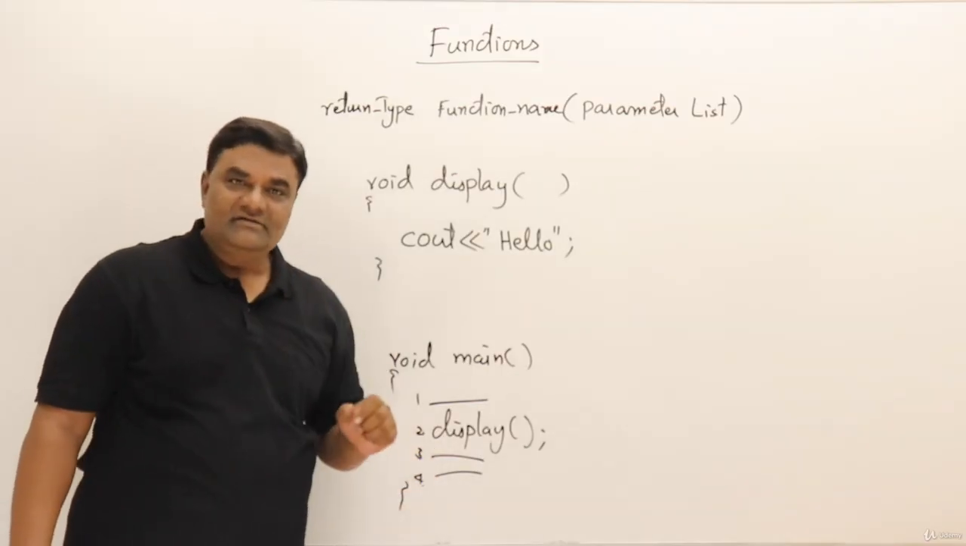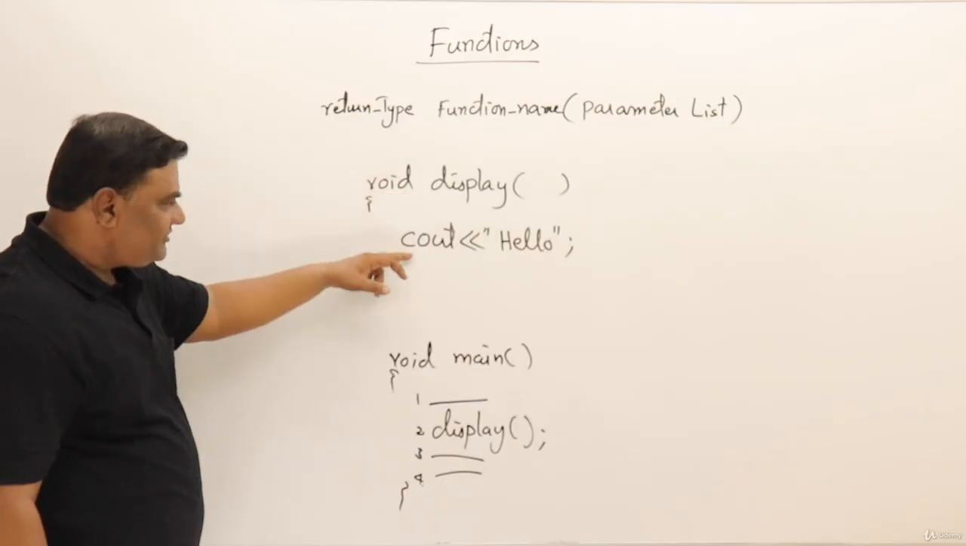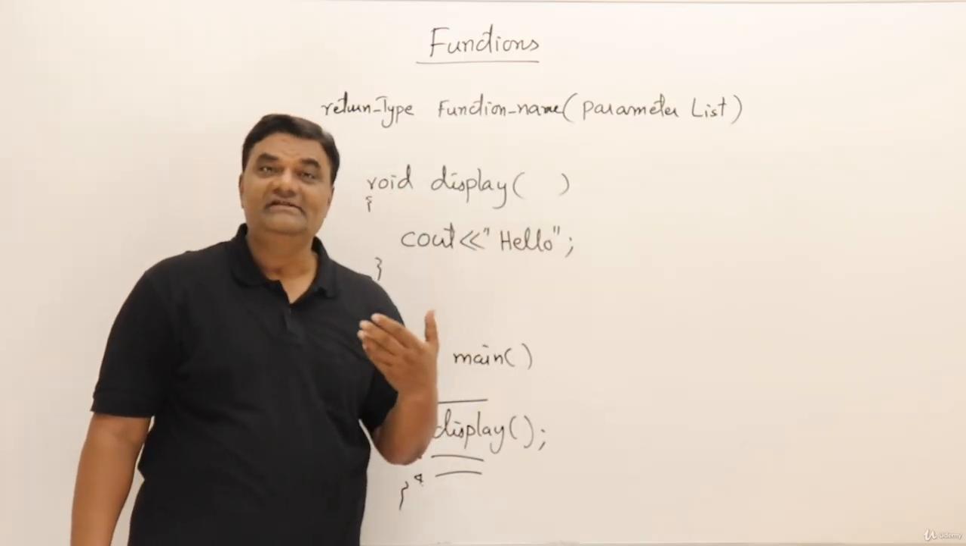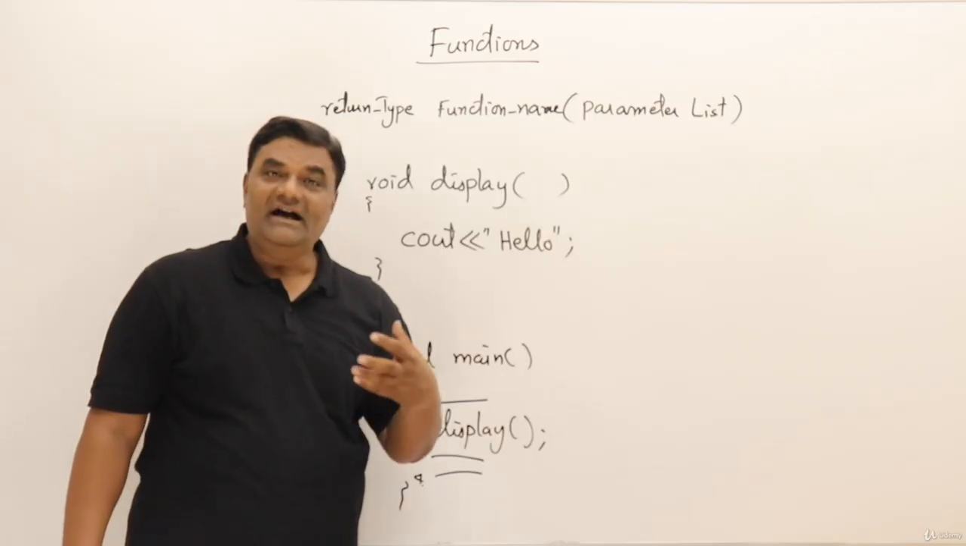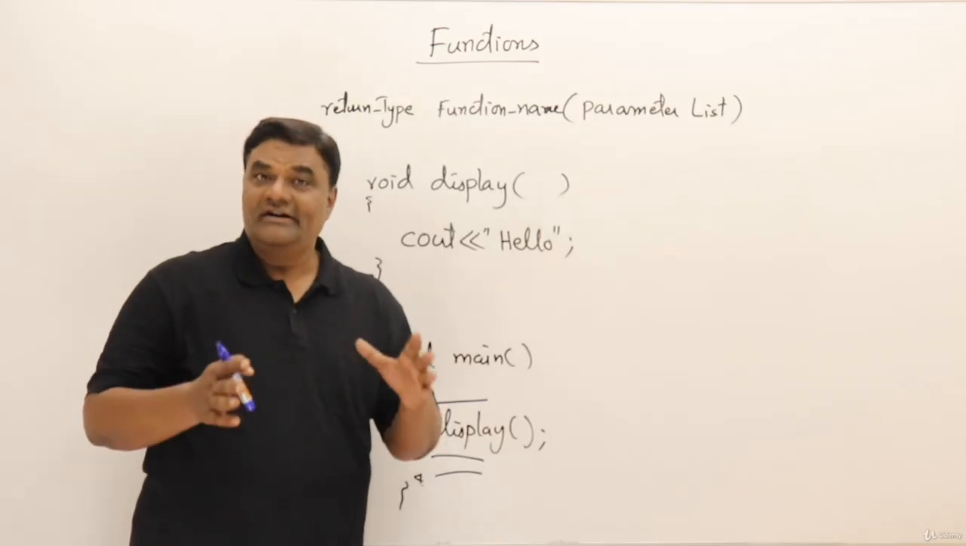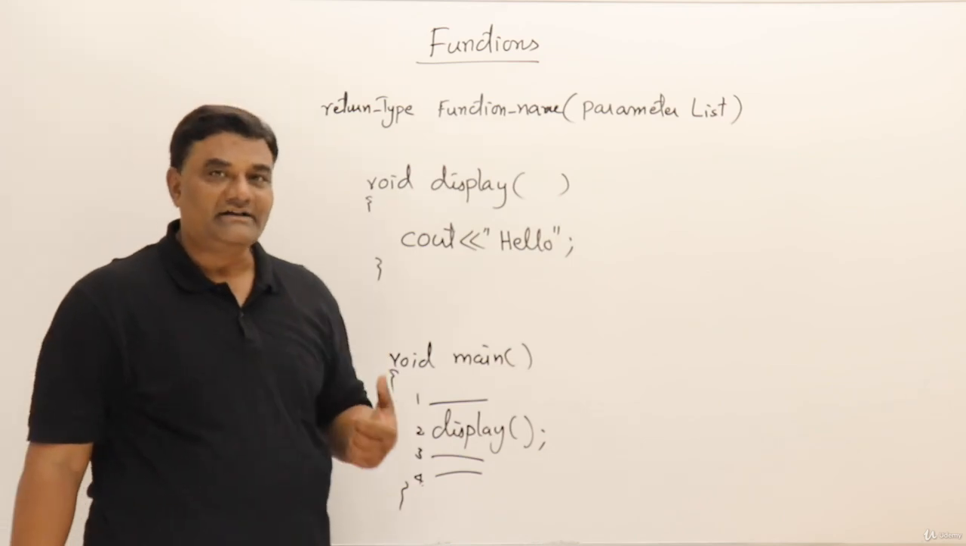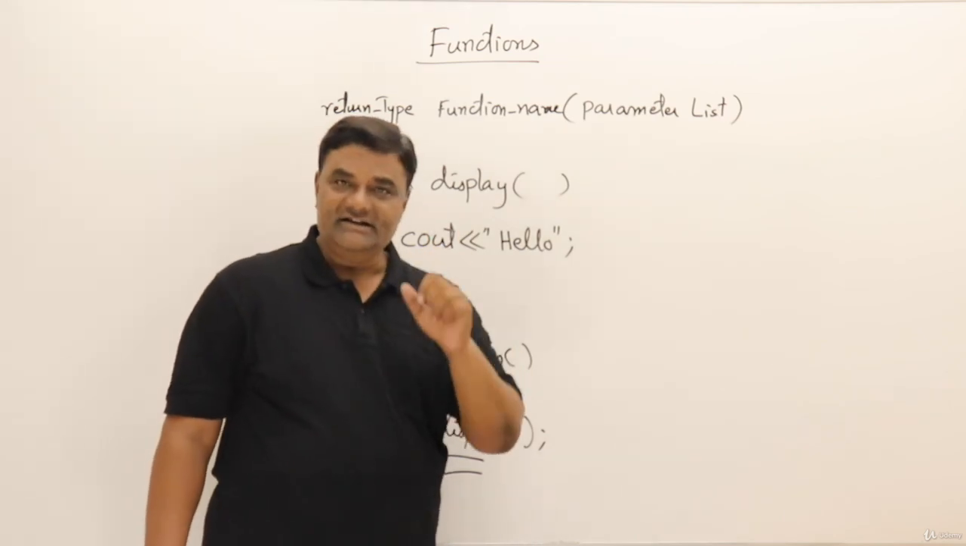Now one important thing: inside functions, avoid user interaction, that is cin and cout. It's a bad function if it uses cin, cout. You should avoid using cin, cout inside the function. So the function should not interact. The idea behind that I will tell you.